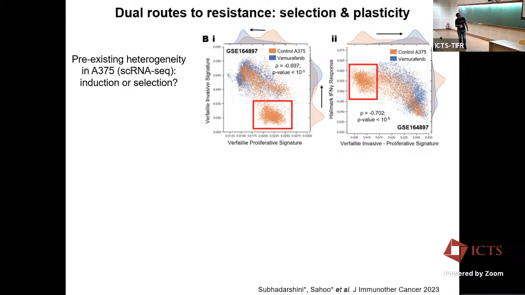There's this subpopulation here, which is more proliferative, less invasive, and then there's other peak here, which is more invasive, less proliferative. But when you look at the same post-treatment, this population disappears. You only have the other population, right? So in this particular scenario, what you see is that pre-existing heterogeneity was there. You already had 2 subpopulations, one of which was killed and the other survived.